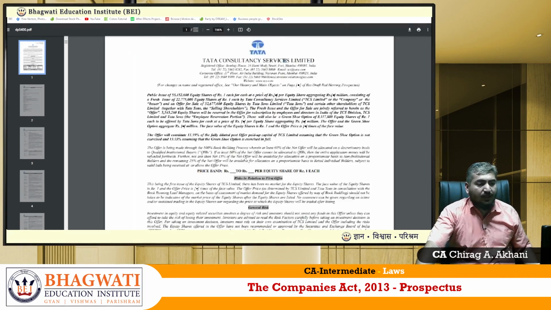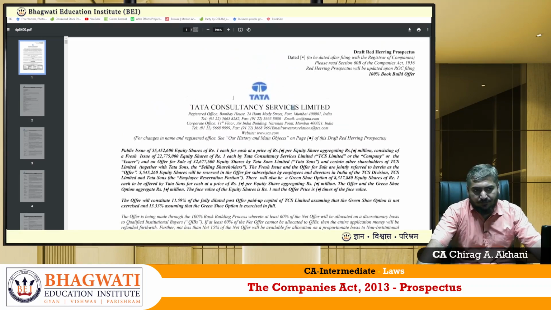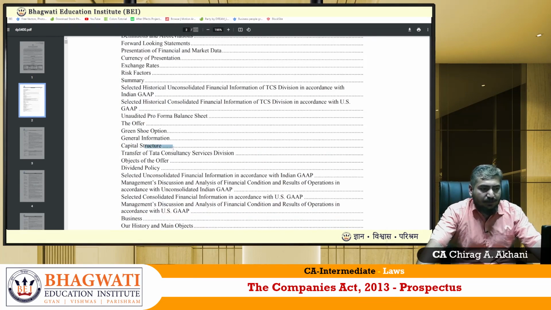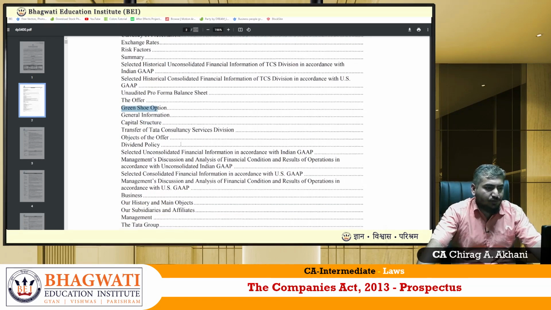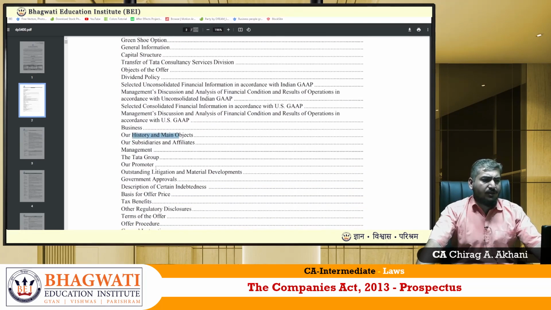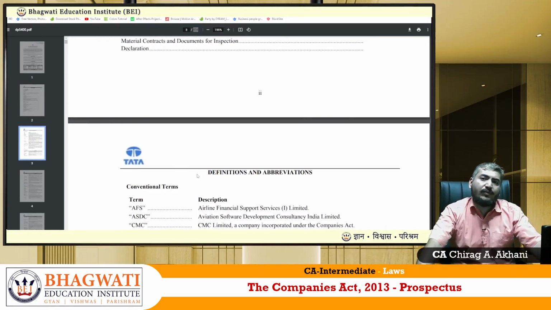Okay, look, this is what a prospectus is. Somewhere around 434 pages are there. A lot of details are provided. Look at over here the table of contents, definitions, a brief, contracts, capital structure. You can see green shoe option, how the business is having their history, main objectives, what is all about the Tata Group, who are the promoters, and a lot of things are provided.